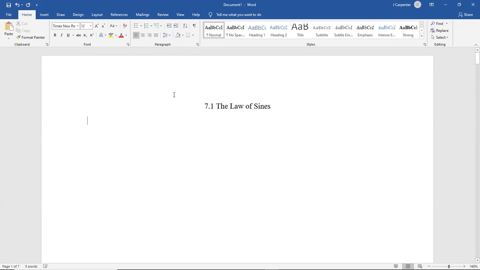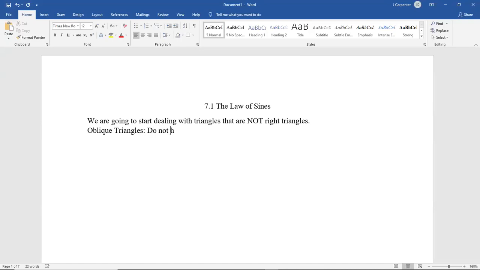The law of sines. So we are now going to journey into triangles that are not right triangles. Remember, a right triangle has to have a 90-degree angle. A triangle that's not right does not have to have a 90-degree angle. We call those triangles oblique. Not oblique like our abs, just oblique, it's just another word. So oblique triangles do not have a right angle, which is 90 degrees.